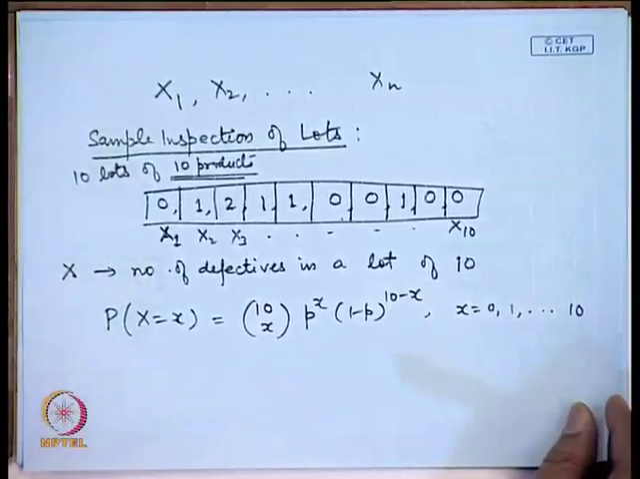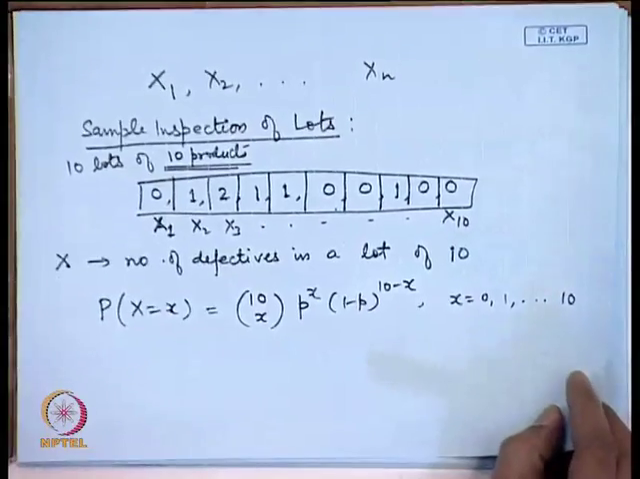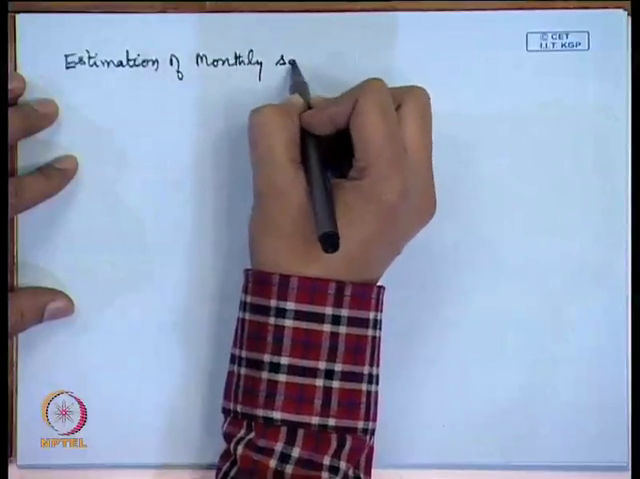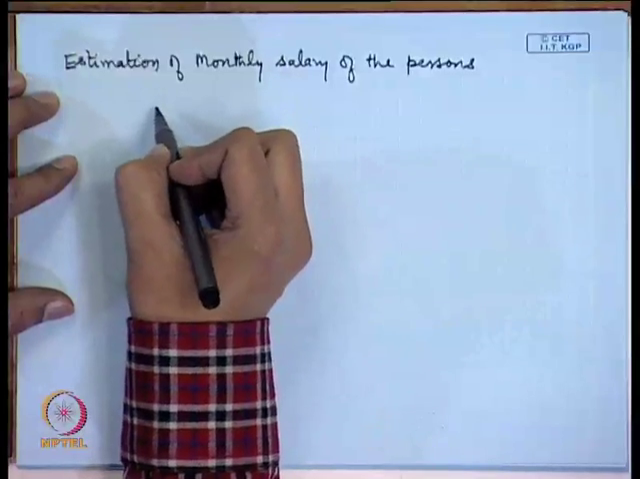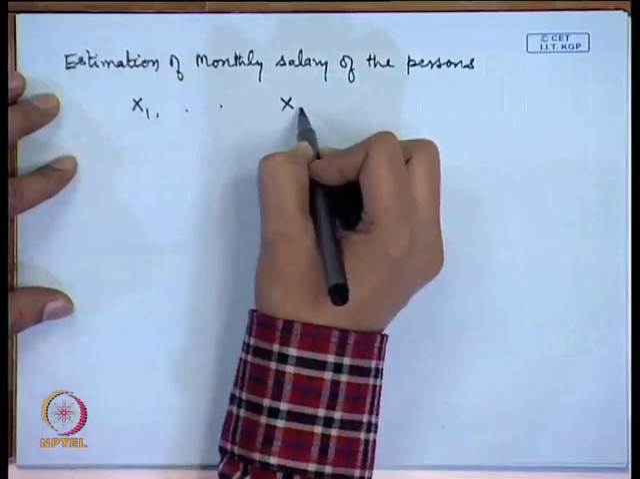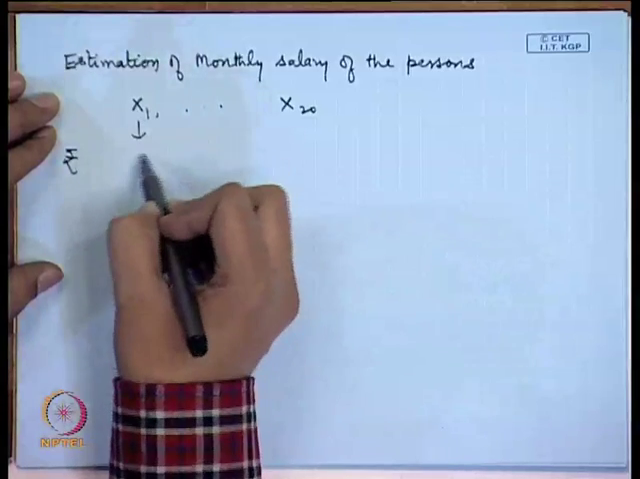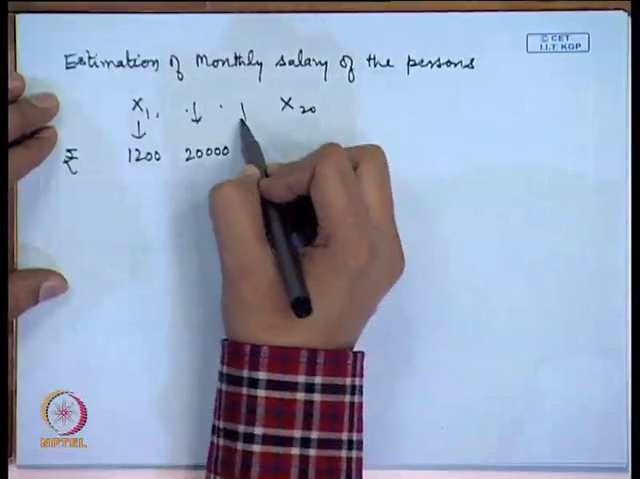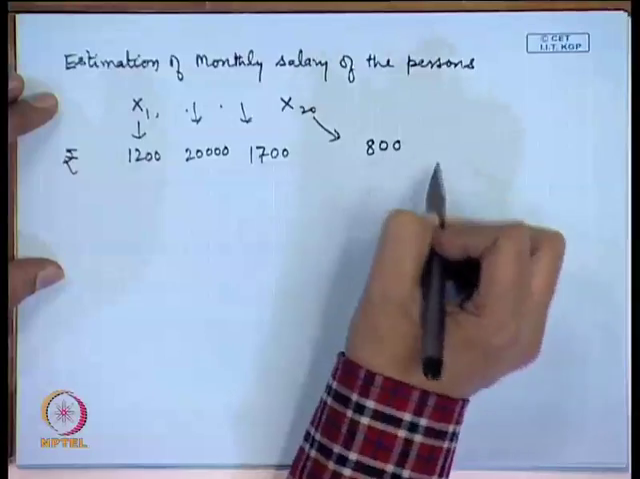Let us consider another problem. Suppose we are looking at a random sample of working persons and we are looking at estimating the average monthly salary in the country. So, in this particular case, we are looking at estimation of monthly salary of employed persons. The values here would be x1, x2, ..., x20. Suppose 20 persons have been considered here, then the values could be in terms of rupees, say. For a person it could be 1200 rupees, for another person it could be maybe 20,000 rupees, for a third person say 1700 rupees, for one person it could be 800 rupees, etcetera.